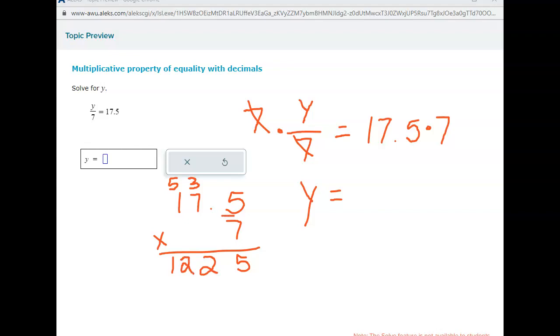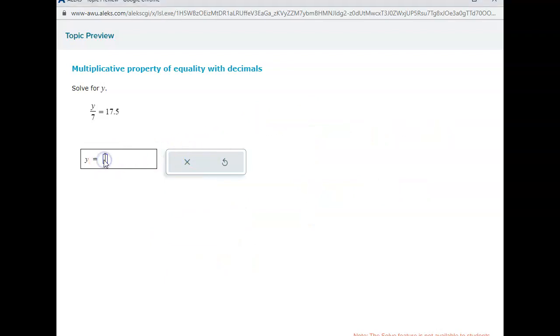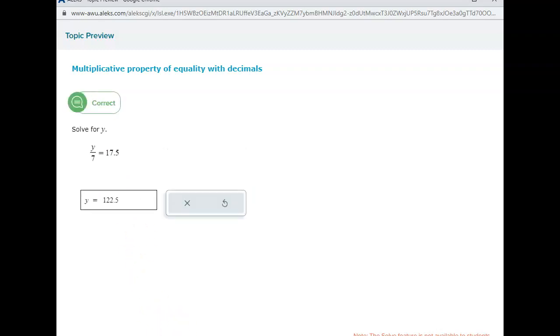And we have one number after the decimal point, so we also need one number after the decimal point in the answer. So y equals 122.5. And so we'll go ahead and put that in our answer and check it. And we are correct.